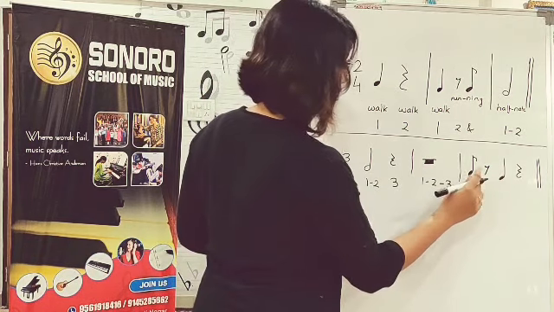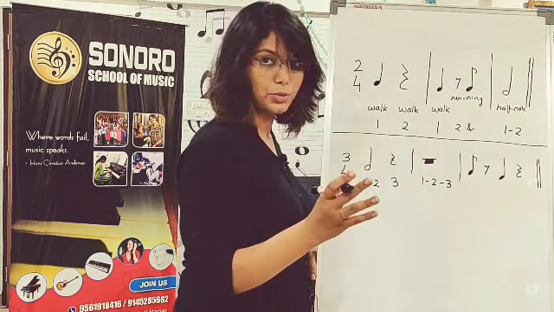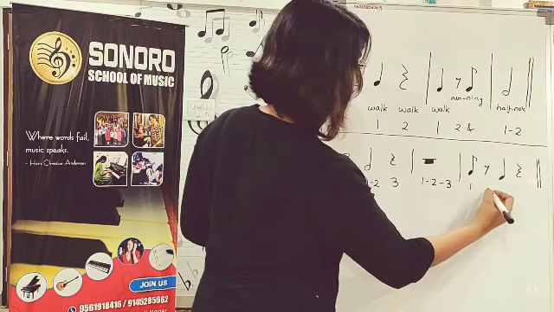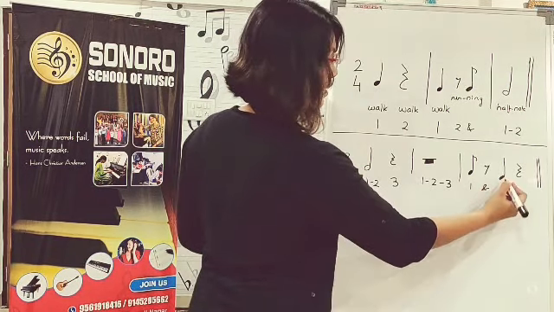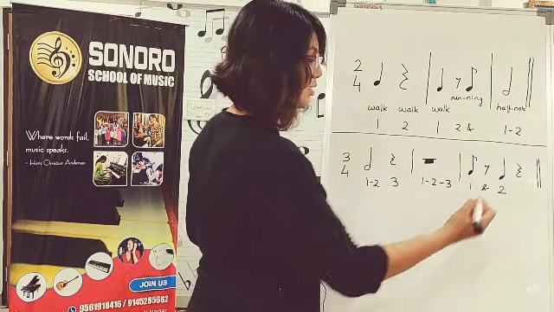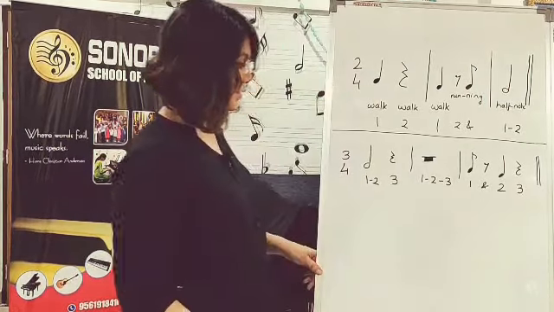Then I have 2 quavers, so I divide the beat into 2 parts. So my first beat will be 1 and, so I'll write it that way. And then I have a quarter note or a crotchet which gets the second beat, and the quarter rest gets the third beat. So this is how it is.